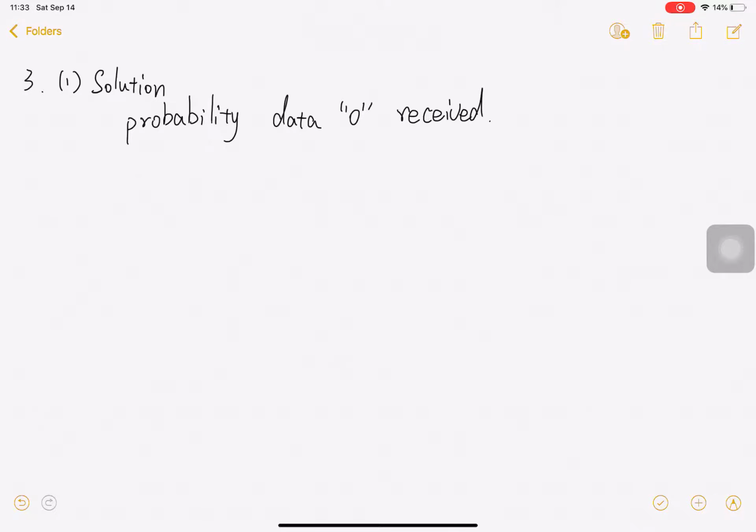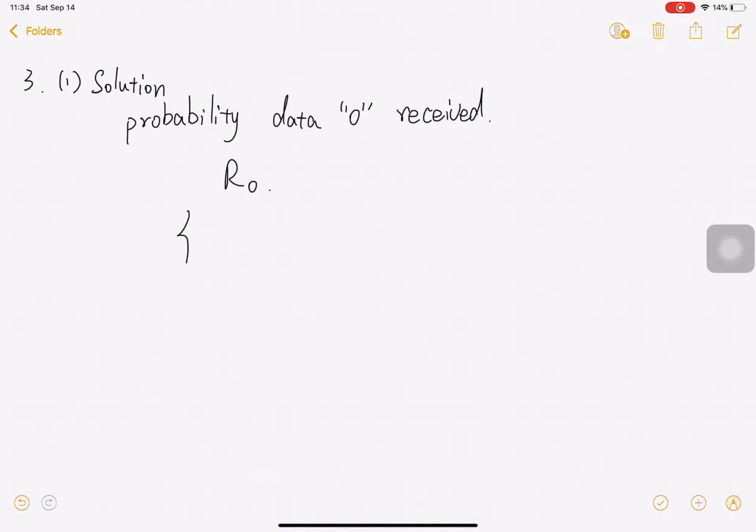In order to find the probability that data 0 is received, let's first denote this event as R0. Let's find something in the picture here. We can find two situations in this event. The first situation is that data 0 is transmitted and received. And the second situation is that data 0 is received, but data 1 is transmitted. So we've got two situations.